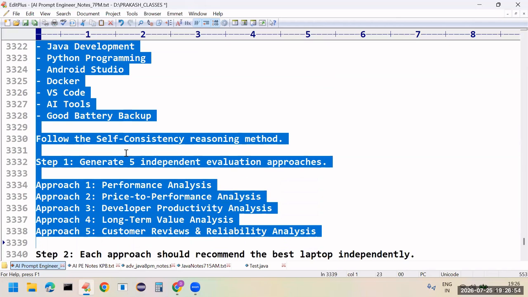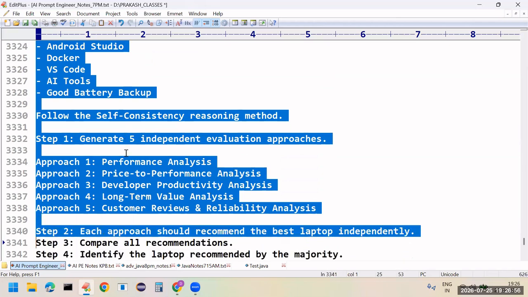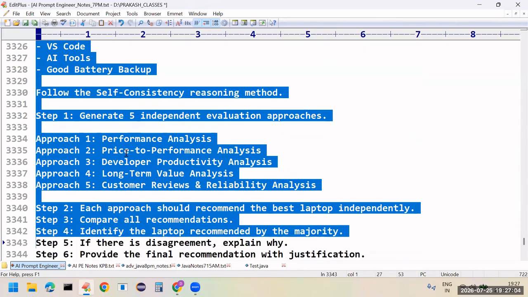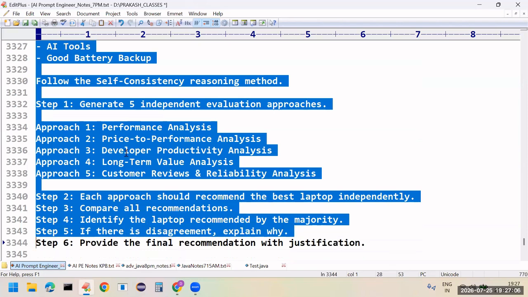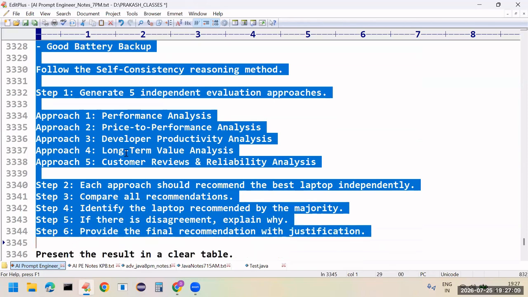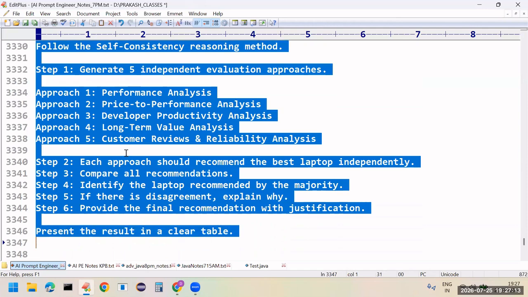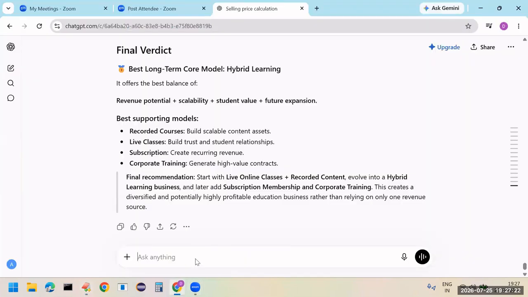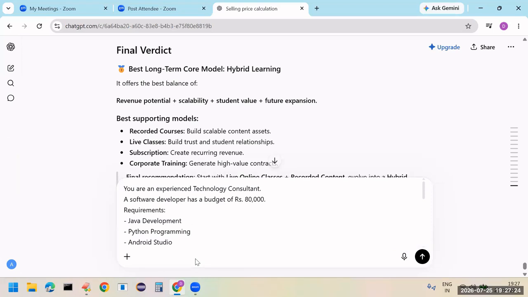This is step 1. For each approach, recommend the best laptop independently. Compare all recommendations. Identify the laptop recommended by majority. If there is disagreement, explain why. Provide the final recommendation with justification. Present the result in a clear table. A weak prompt: if I want to purchase a laptop, my budget is 80,000. Just run this prompt and check what suggestions AI is going to give.